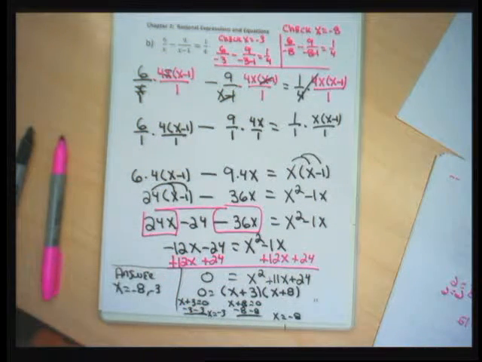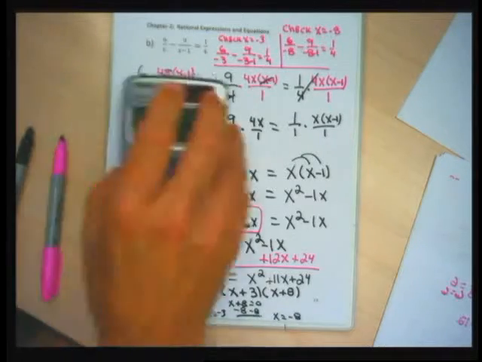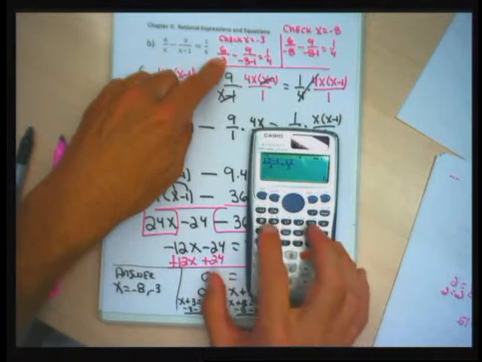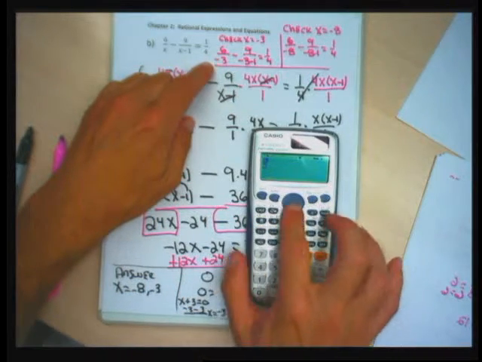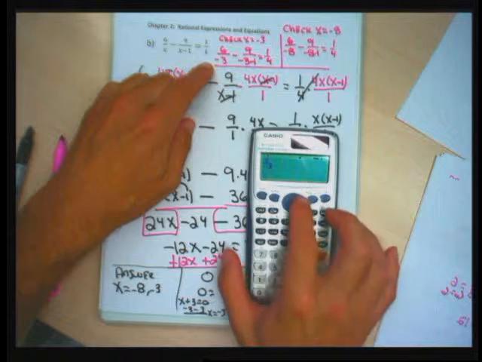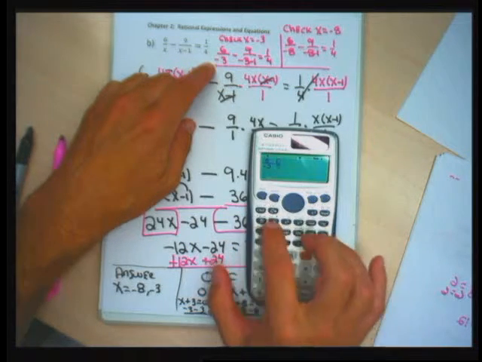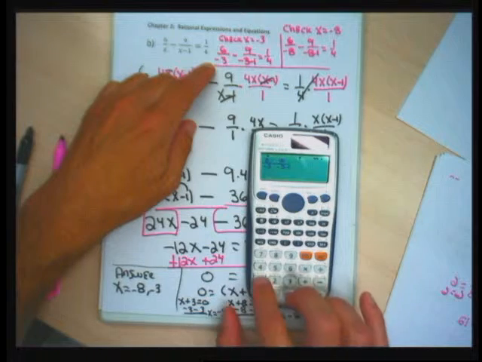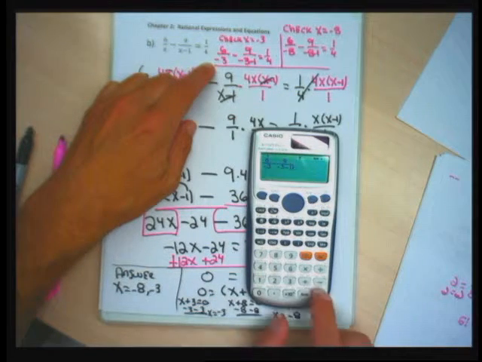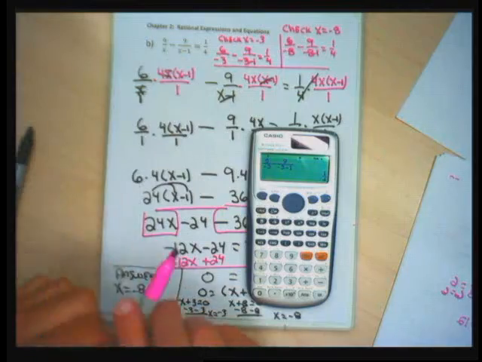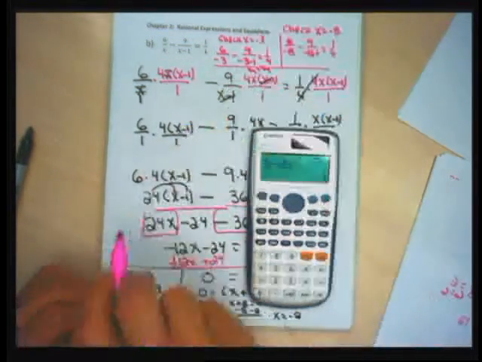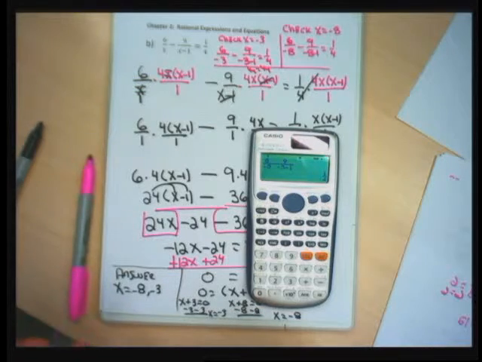So for both checkings, I really just have to check the left side because the right side's already a single fraction. So for the negative 3, this has to come out to 1/4. So I'm going to go 6 over negative 3 minus fraction 9 over negative 3 minus 1. And when I do that, beautiful, I get 1/4. So for this one, you get 1/4 equals 1/4. So that is checked. So I know negative 3 is in fact a solution.